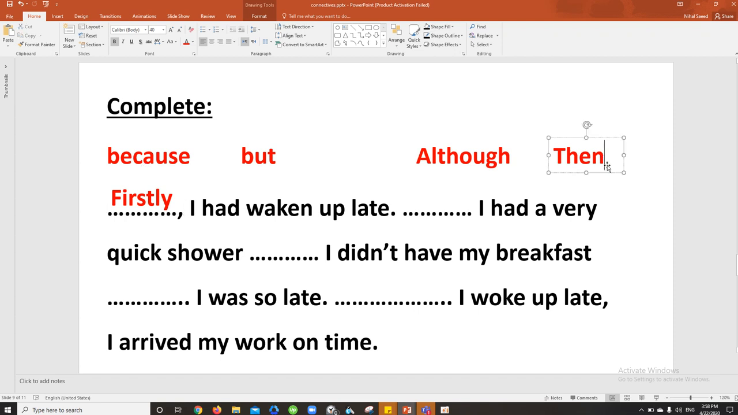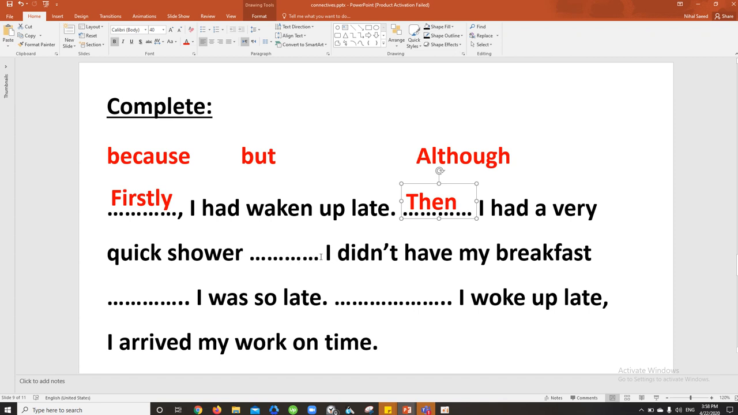Then, after that, I had a very quick shower. Okay. Firstly, and then are time connectives. They explain what happened first and what happened after that. Did he take the shower first or had he woken up late first? Of course, he had woken up late first. After that, he had a shower.